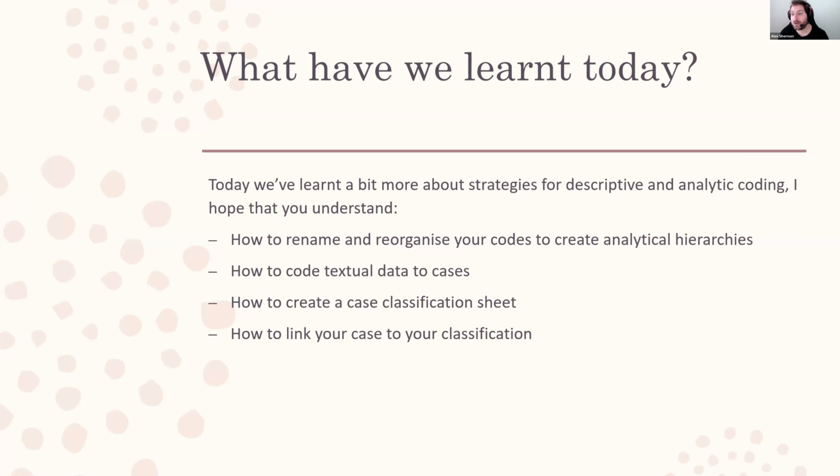What we've learned today: we've looked at reorganizing some of our codes, so renaming them, creating those hierarchies, and using code aggregation, which are all really useful things to know about. We've then looked at how to code some data into our cases, how to create a case classification sheet that has those attributes in them, how to link our cases to that sheet, and then fill in all of those values. We've learned how to do that, but we haven't learned what that's good for just yet.